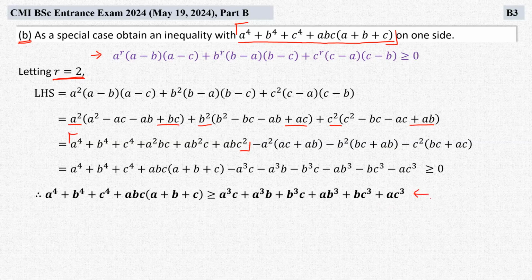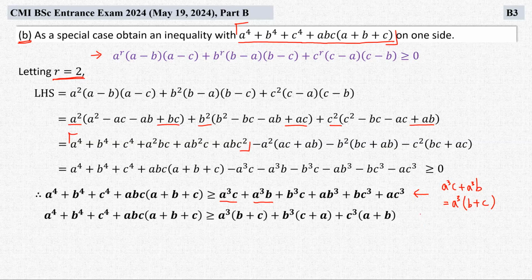You can leave the right-hand side like this, or you can rearrange it, and there are many ways to do so. If you focus on the fact that there are a cubed, b cubed, and c cubed terms and use them to group terms, for example, if you select a cubed c and a cubed b and group them with a cubed, you'll obtain a cubed times (b plus c), and as for the entire right-hand side, you'll obtain the inequality with the right-hand side a cubed times (b plus c) plus b cubed times (c plus a) plus c cubed times (a plus b).